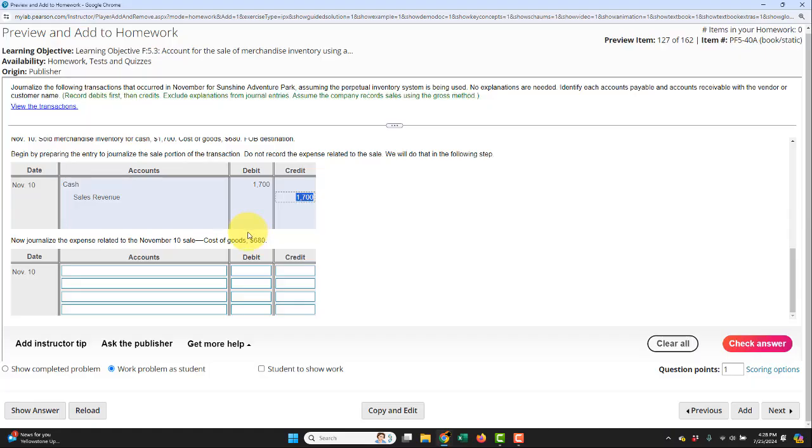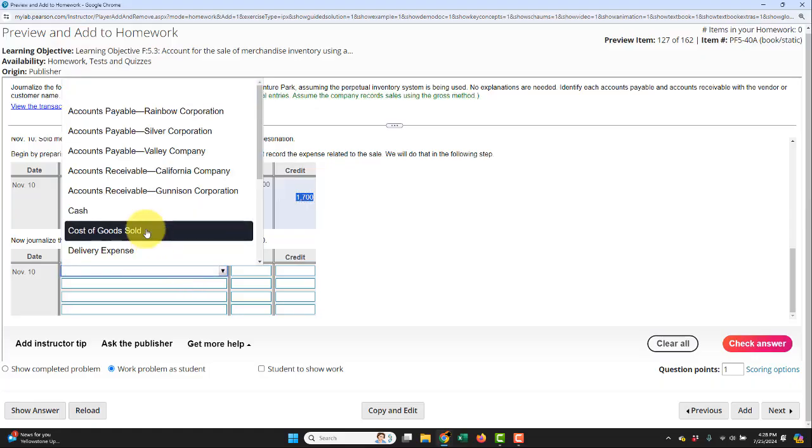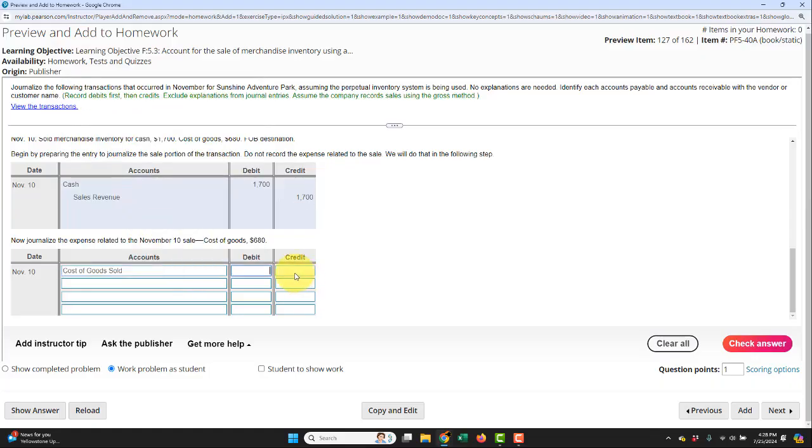So this is the time that we're actually going to show an expense for how much we paid for the inventory. So as we know, cost of goods sold is an expense account. So it's going to be a debit normal, 6,800. And what is our credit going to be? Well, basically, as I stated, converting some inventory into an expense because we've now sold that item. So that inventory is no longer an asset for us.